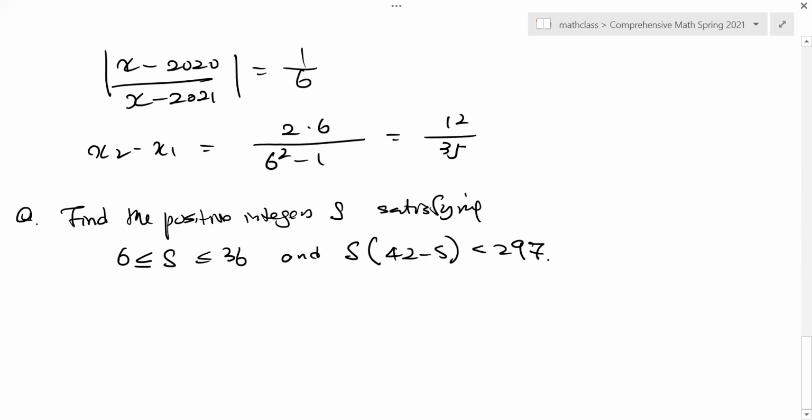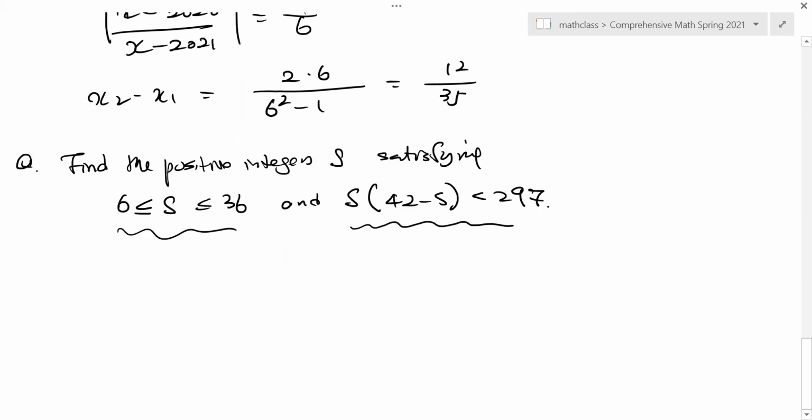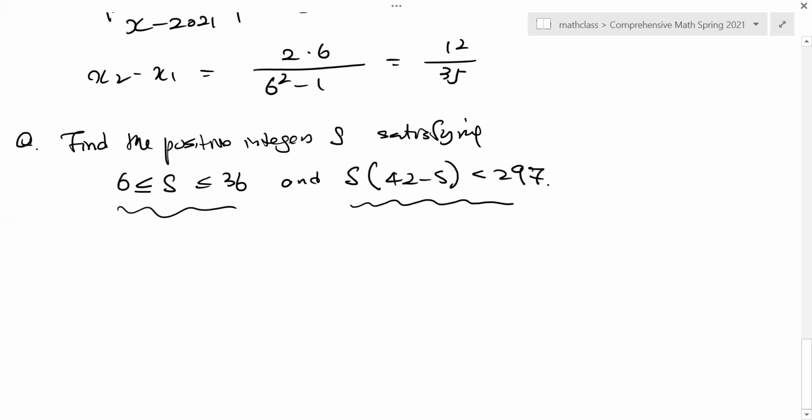Now, this is a simple inequality, no problem. The only challenging part is this one. How do we solve this problem? I'll let you think about it, if you haven't seen this type of problem before. How to solve this inequality, to get some general idea, before I show you how to solve this problem.